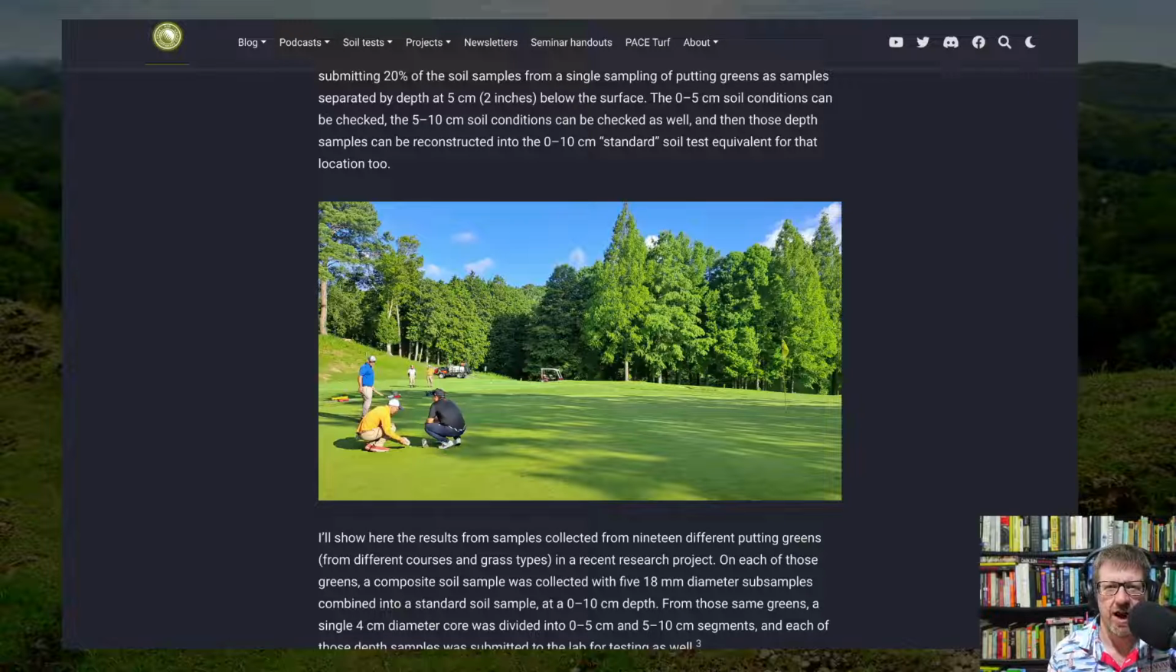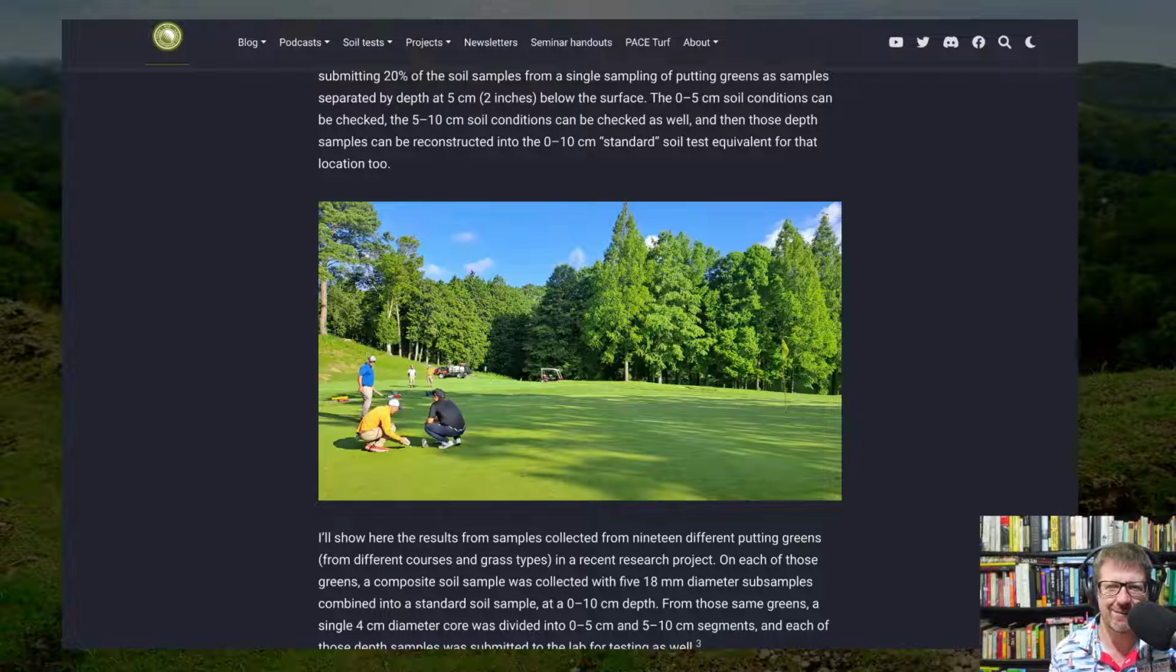So I have recommended for the past couple of years that all of my soil testing clients submit 20% of their samples as these depth separated samples. The samples that are separated at a 5 centimeter or 2 inch depth below the surface. So the sample is just kind of split in half. You take a sample to 10 centimeter depth, cut it at 5. The 0 to 5 centimeter segment goes in one bag.